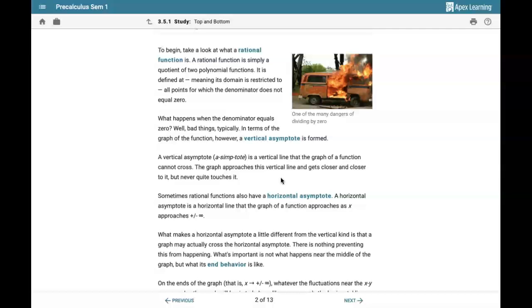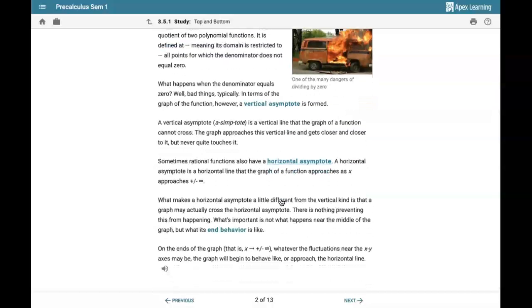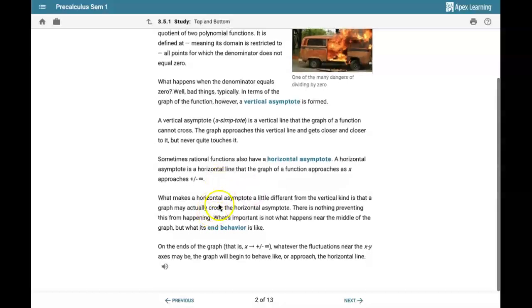We can also have horizontal asymptotes. A horizontal asymptote is a horizontal line that the graph of a function can approach, but the difference between horizontal and vertical is that horizontal asymptotes can actually be crossed, whereas a vertical asymptote never gets crossed.